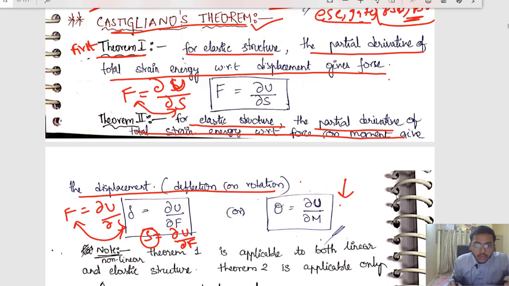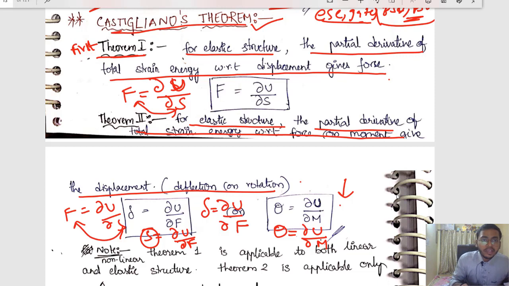So to get deflection, what we have to do is partially differentiate the strain energy with respect to force, the force which you are applying. To get angular rotation, you have to partially differentiate the strain energy with respect to moment. Strain energy with respect to moment gives rotation. Strain energy with respect to force gives displacement. Never forget this. These three formulas are super important and you should never forget them.